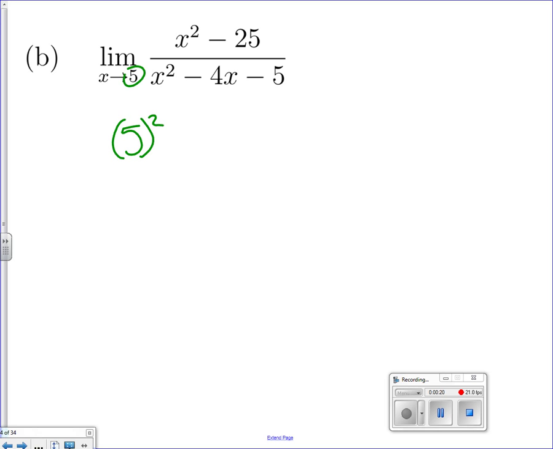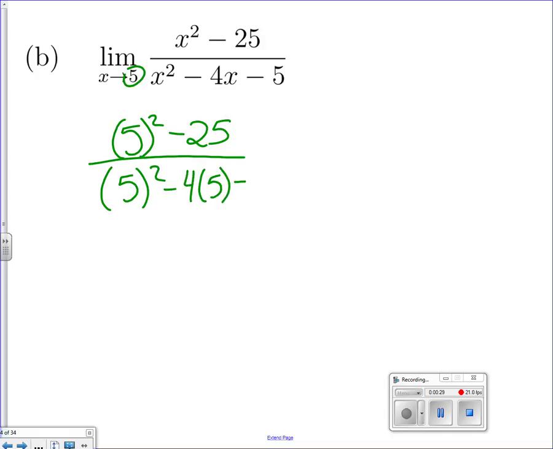So if you tried direct evaluation, you'd get 5 squared minus 25 all over 5 squared minus 4 times 5 minus 5. On top, what you would end up with is 25 minus 25, which just comes out to be 0. And what's really hurting us is on the bottom, you'd get 25 minus 20 minus 5, which would eventually come out to be just 0. And this is known as 0 over 0 indeterminate form.